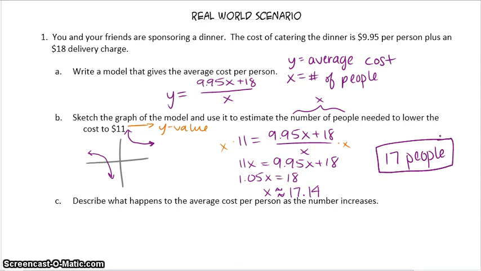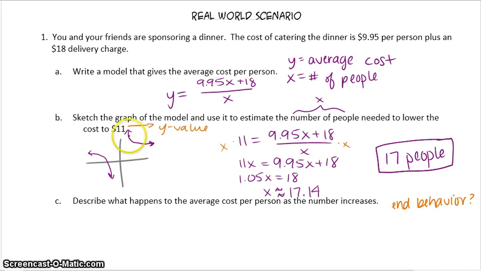So for C, describe what happens to the average cost per person as the number increases. So as our x value increases, what happens to our average cost per person? So what happens to our y? This is just like our end behavior. We've seen this before. That's essentially what it is asking. What is our end behavior? So looking at this, what happens as the number increases? As our x value increases, what's happening to our y value?